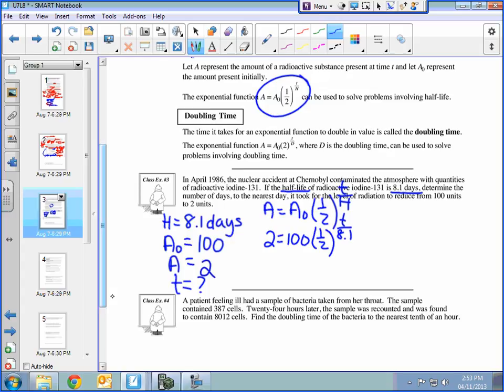To solve for T, first step, divide by 100. Two divided by 100, you just move your decimal twice, so this would be 0.02 is equal to 1/2 to the T over 8.1. It's just 2 divided by 100, which is just 2 over 1, or 0.02. Everyone with me so far?